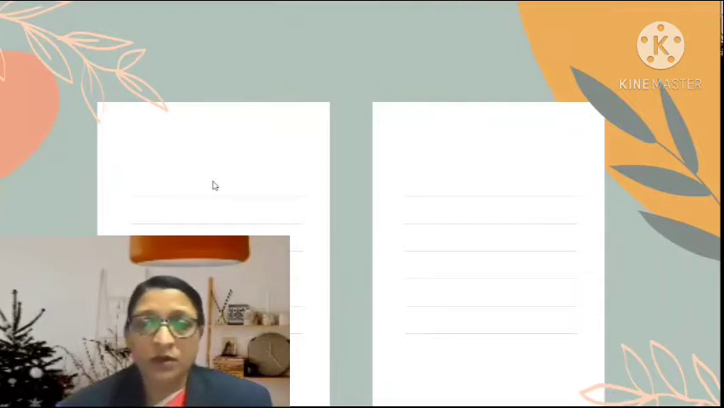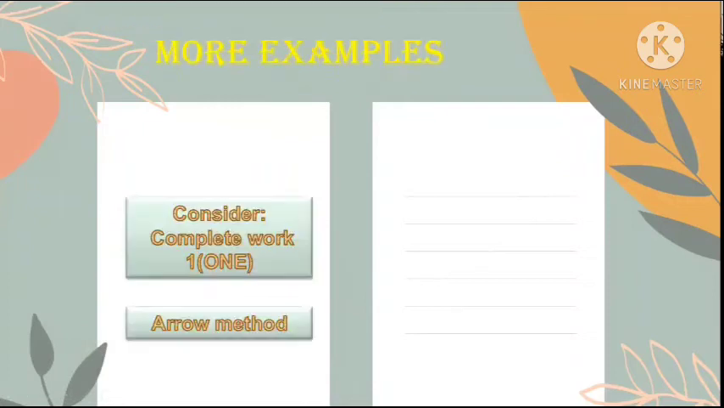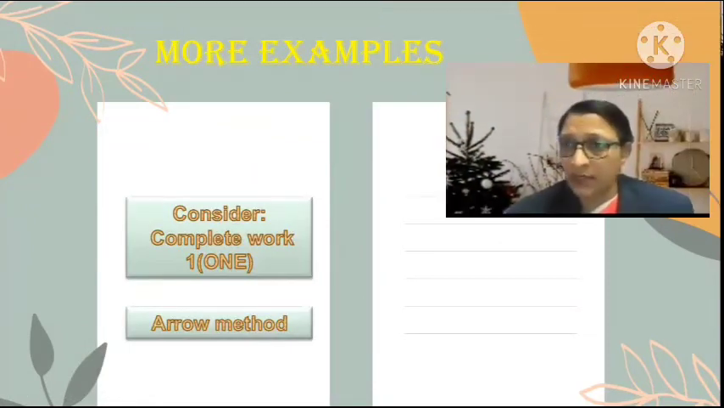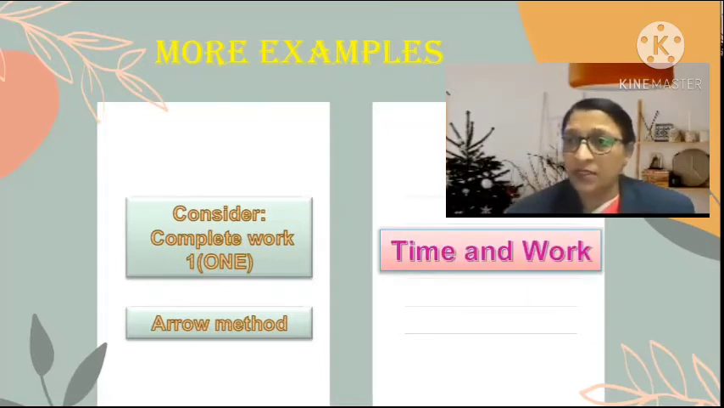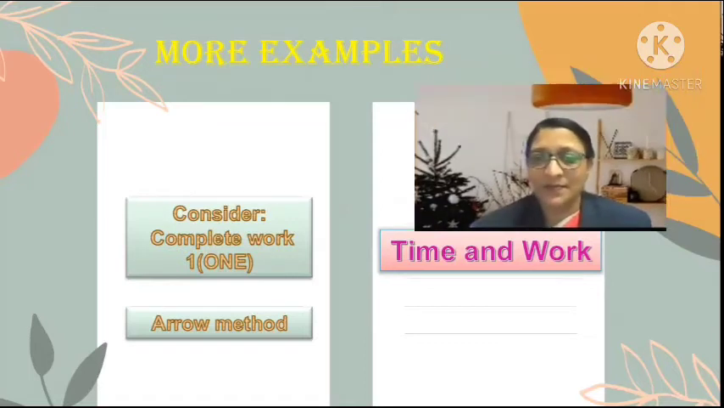Have a look at the points of today's discussion. First one, the unitary method, which we have learnt in the previous videos. Consideration of the complete work as 1, and the arrow method. In exercise 10E, we are going to discuss a few examples based on time and work. So dear students, let us begin.